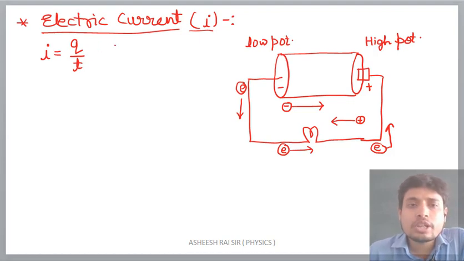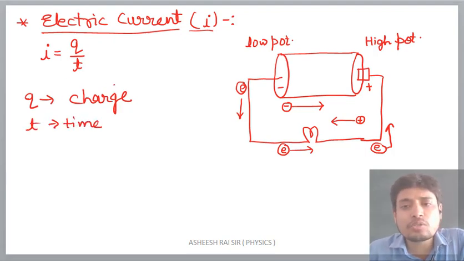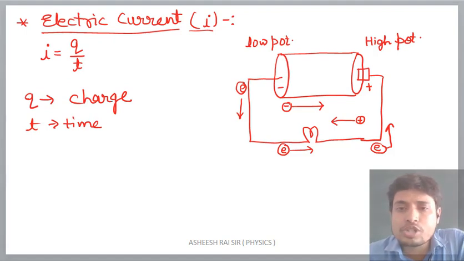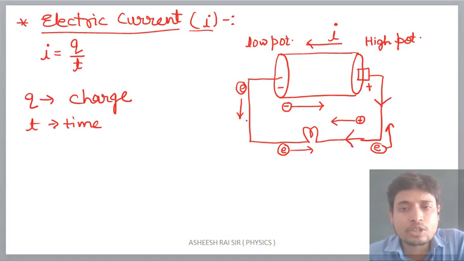What is Q? Q is the amount of charge flowing in the circuit in the time t. T is the time. The direction of current is always opposite to the flow of electrons. Electrons are flowing from the low potential to high potential. Therefore, the current will flow from high potential to the low potential. So, the direction of current is denoted by the arrow in the circuit from the positive terminal towards the negative terminal.